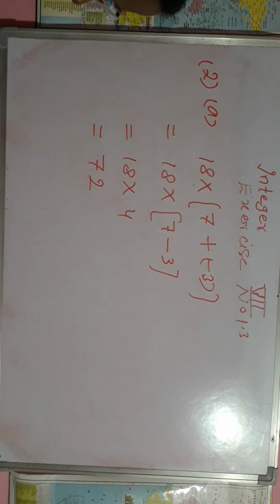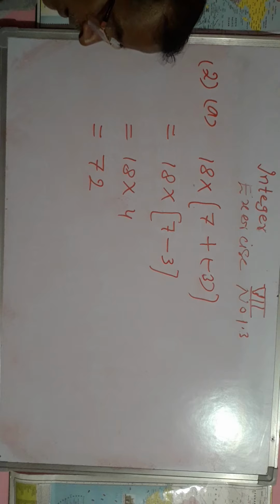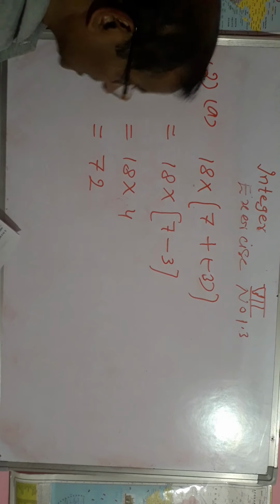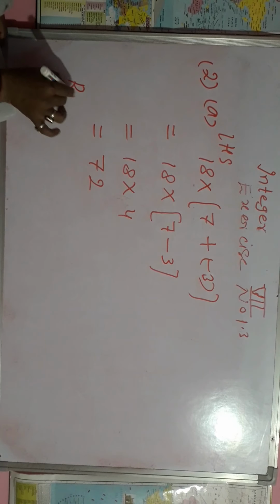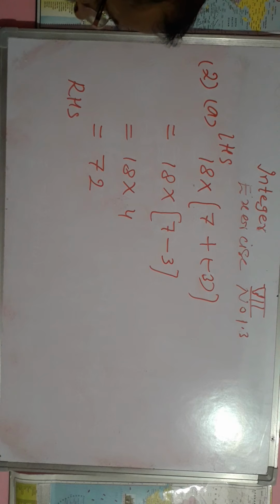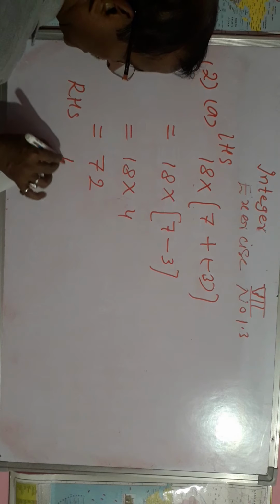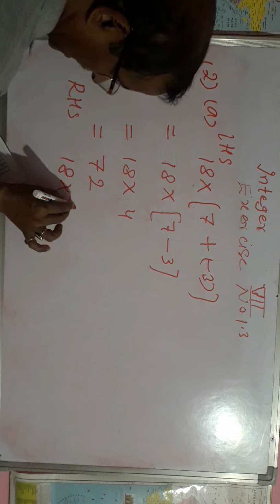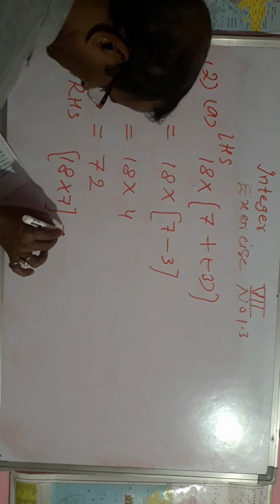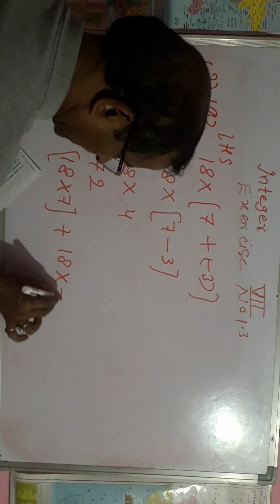Then we can solve such questions of question number 2. This part is the left hand side. We will take the left hand side, and now the right hand side of this question will be equal to 18 multiply 7 plus 18 multiply minus 3.